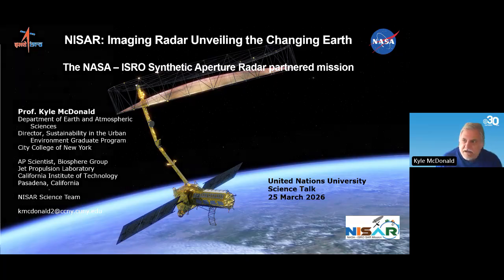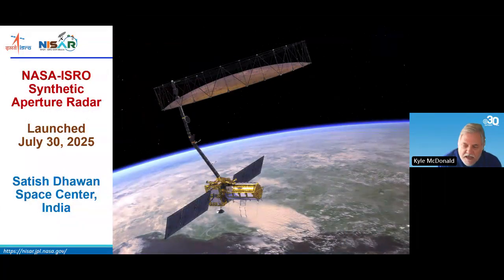Okay, so the partnered mission is between NASA and the Indian Space Research Organization, ISRO, with each of the institutes contributing various parts of the mission. We finally launched in July of last year from India. That was part of the Indian Space Agency's contribution to the mission: they provided the launch.